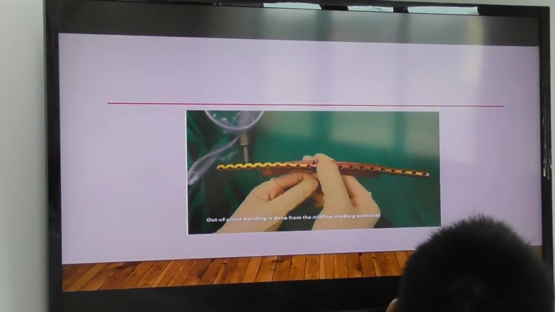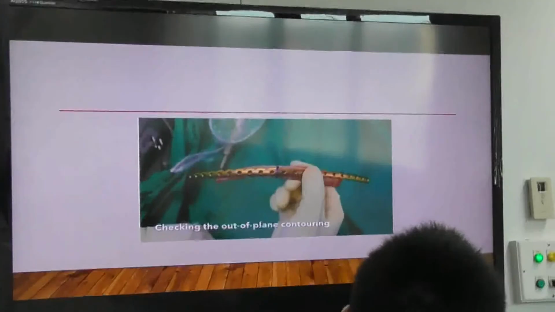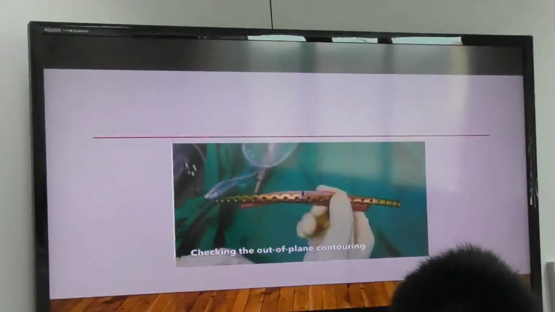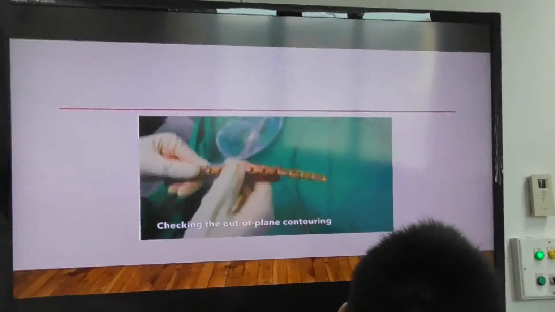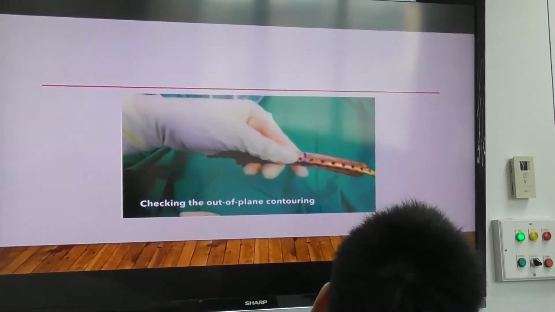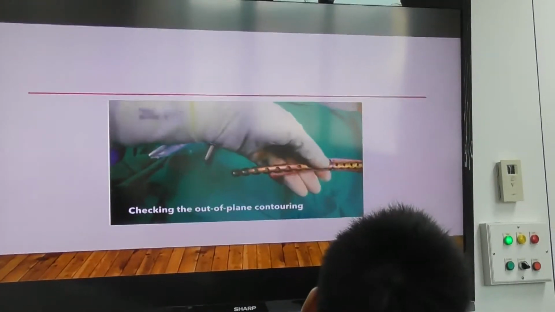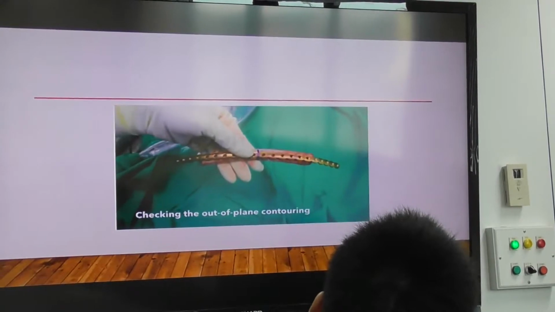The plates are expensive. As I said, you cannot keep bending and unbending them because you will cause metal fretting. Take your time and then do this. Each plate contouring should take about 5 minutes. And I'm not saying it's by experience. Even for the beginners, it will take only 5 minutes per plate. So now you do the out-of-plane contouring and then put it on the rib and double check it.